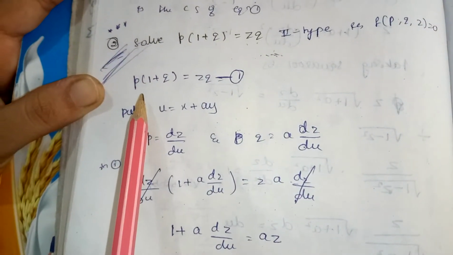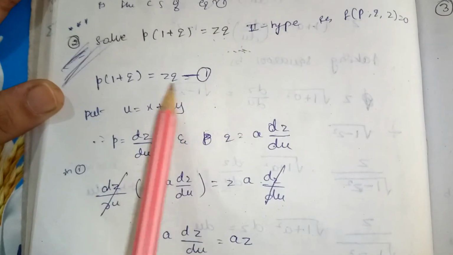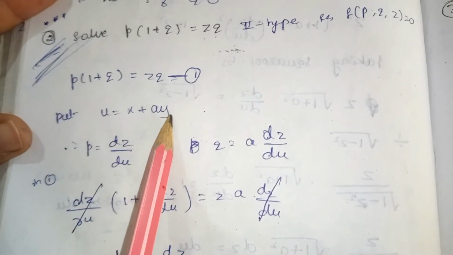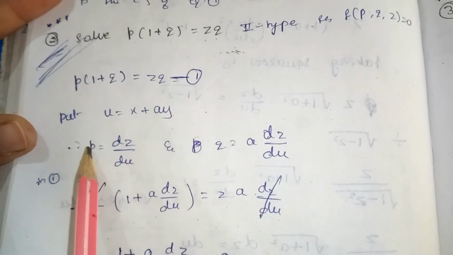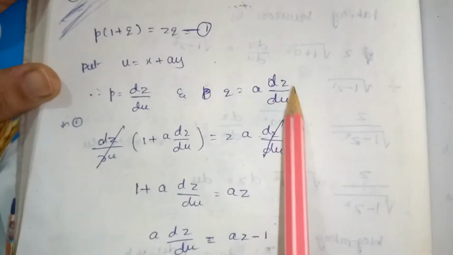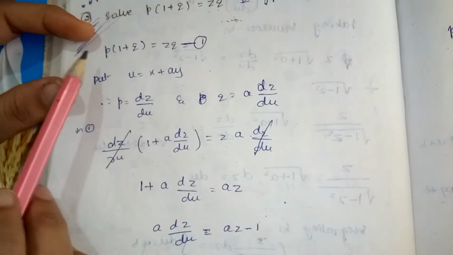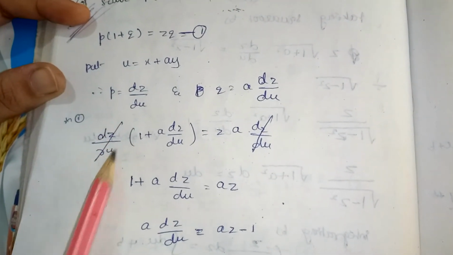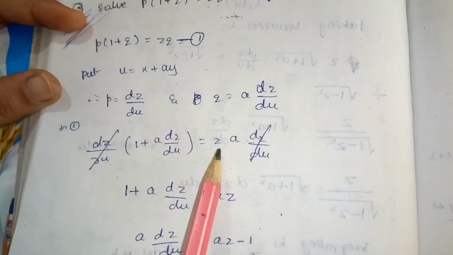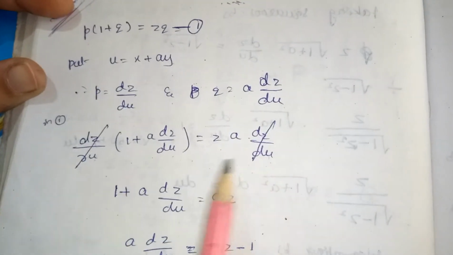Okay, we go for the solution. Take the given equation as equation 1, that is p of 1 plus q is equal to z into q. Next step, you have to assume that u is equal to x plus ay, and the value of p is equal to dz by du and q is equal to a into dz by du. Then substitute these values in equation 1. Then equation 1 becomes dz by du into 1 as it is, plus a into dz by du, is equal to z into a into dz by du. Next we have to simplify the equation.